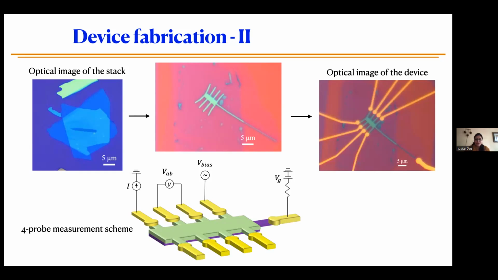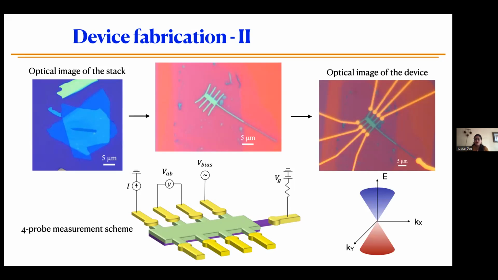And this is the very simple 4 probe measurement scheme. We bias the device by applying a current and measure the voltage between these 2 legs. We can measure either the longitudinal resistance or the transverse resistance of the device. And in the end, we apply the gate voltage to tune the carrier density by using the graphite.